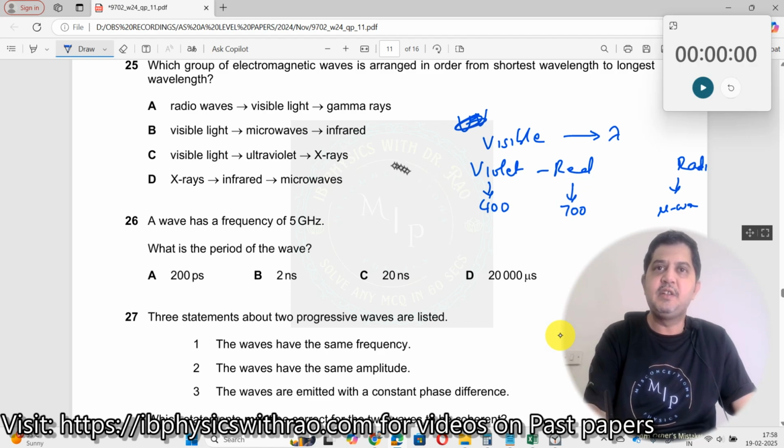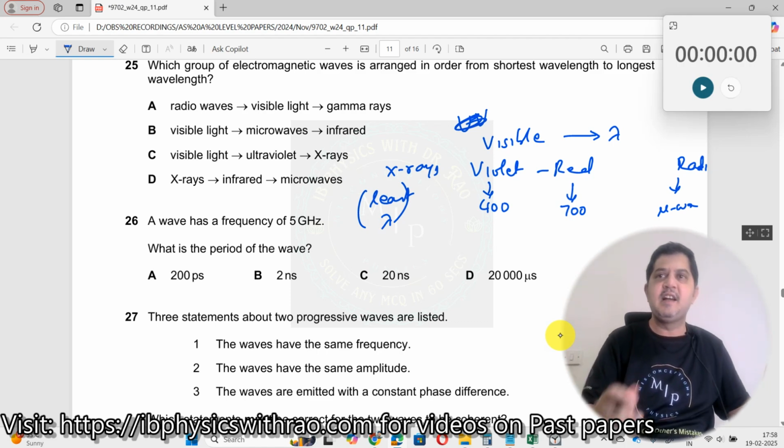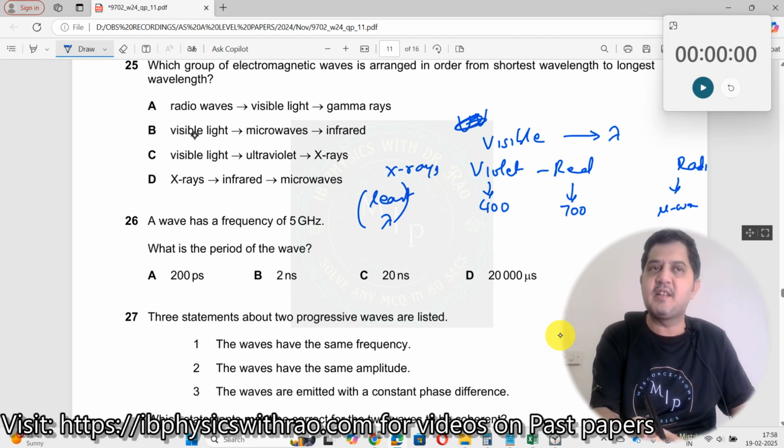So what you do is you consider X-rays. X-rays are always the least wavelength. So now you see least wavelength should be towards X-rays and the maximum wavelength should be towards the microwaves. So definitely visible does not have the least wavelength.